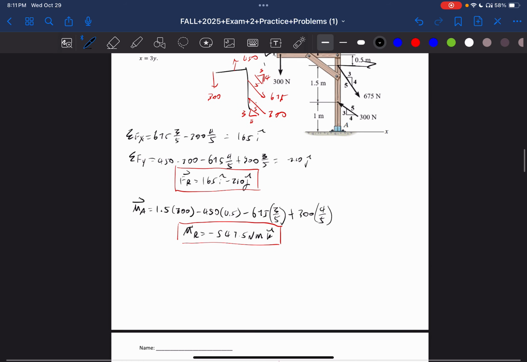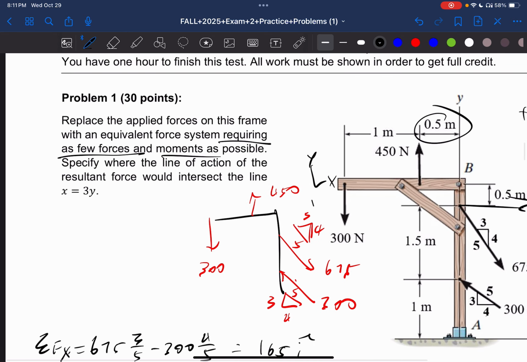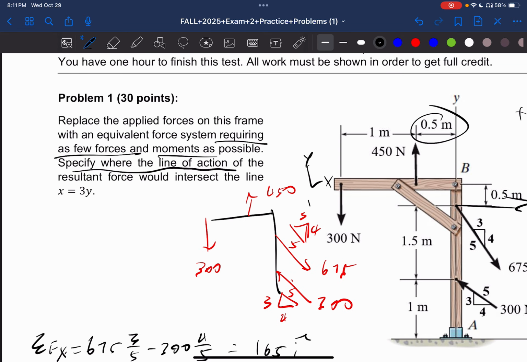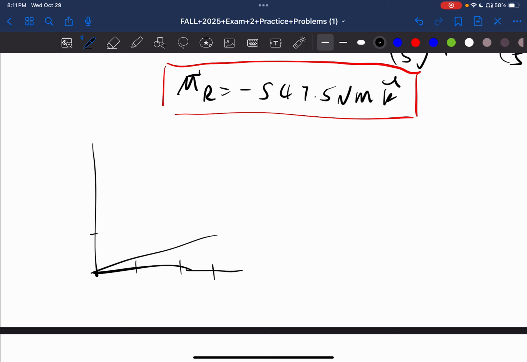So we know that this is negative. So around A, and we want to specify where the line of action is. Okay, so x equals 3y. Y is going to be equal to x over 3, which is 1/3 x. So the rise is 1 over the run, which is 3. So let's call this 1, and 1, 2, 3. So it's going to look something like this.